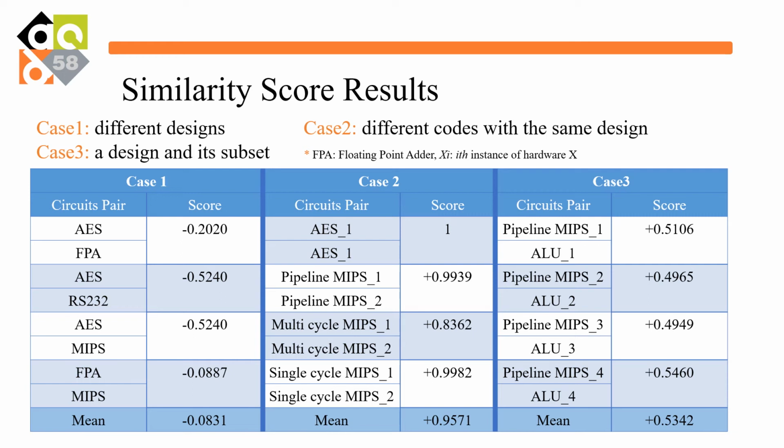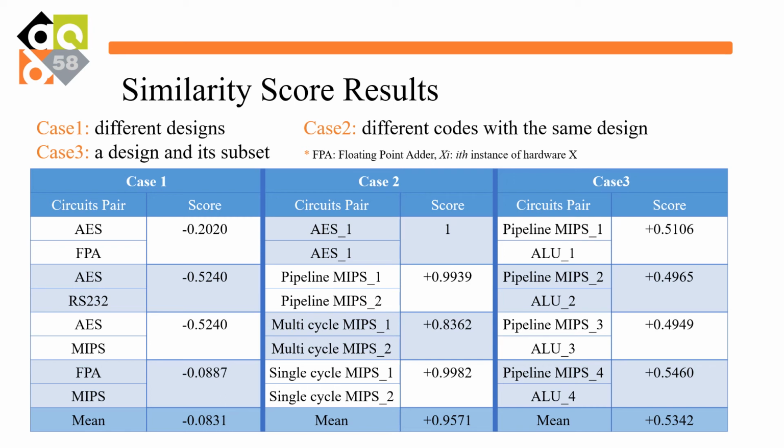In case 1, we compare two completely different designs. In case 2, we compare two different codes for the same design. And in case 3, we compare a design with its subset. We have represented the scores here. As you can see in case 1, the score is pretty low, which shows that the designs are totally different. In case 2, as we have similar designs but different codes, you see that the score is very close to 1, which shows that our model captures the similarity pretty well.